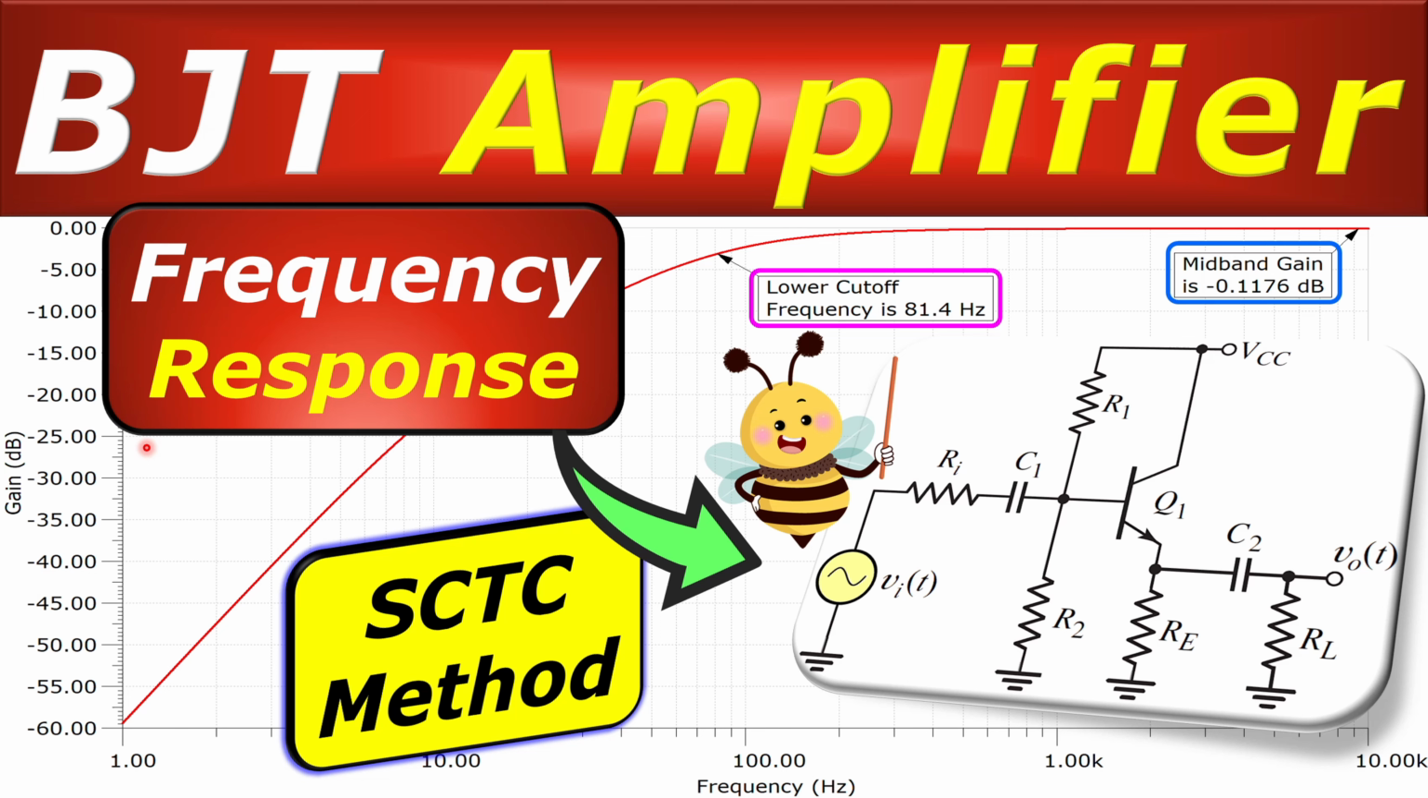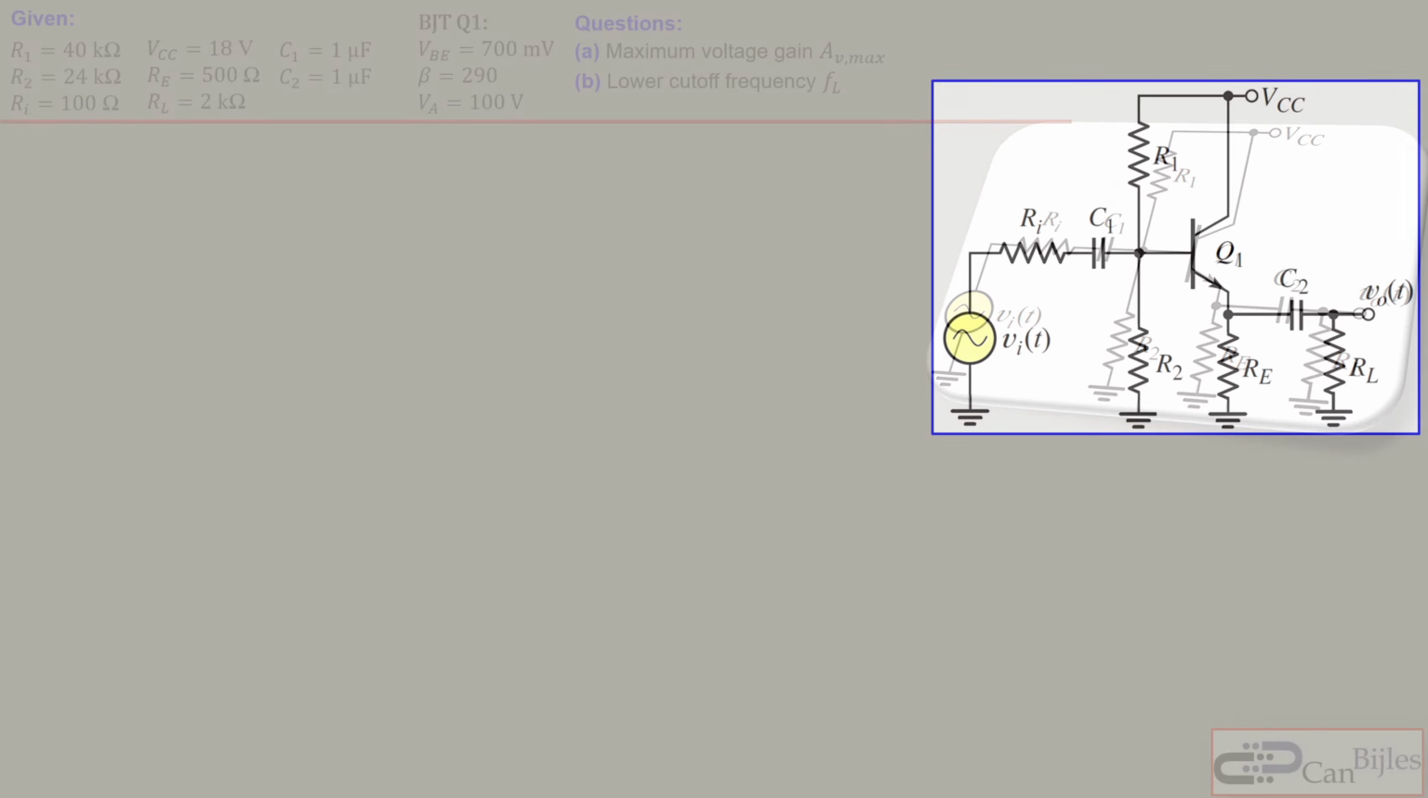In this video we will discuss the frequency response of a BJT amplifier, and we will specifically look at the emitter follower circuit. We will use the short circuit time constant method to discuss the lower cutoff frequency estimation and also discuss how we can determine the maximum voltage gain for this circuit. Of course, we will see everything step by step in our calculations and verify this in SPICE simulations.